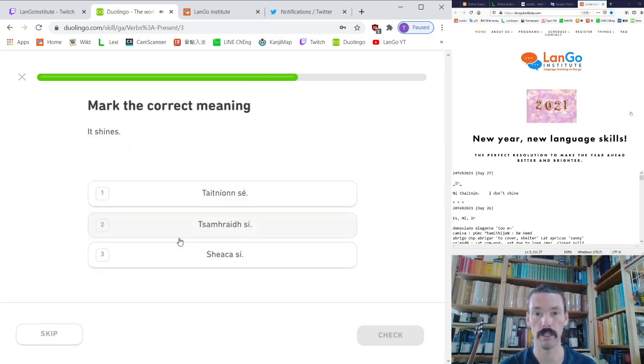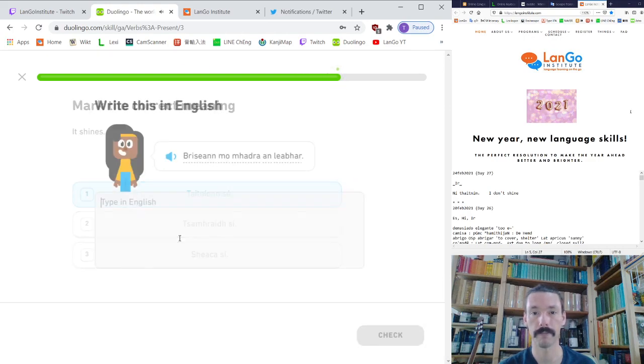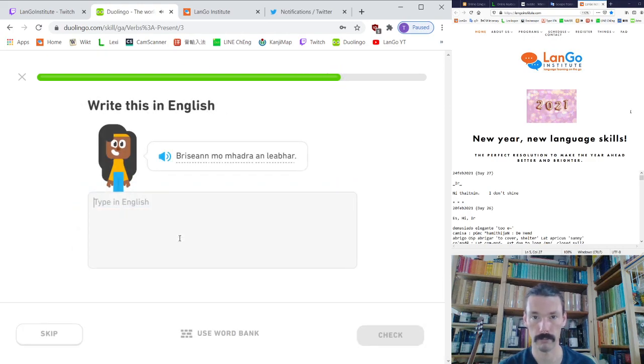Brisean mo mhadra an leabhar. Full noun phrases here. Brisean, to break, or the verb break. Mo mhadra means my dog. That's our subject. My dog, rather, not the. My dog breaks. And an leabhar means the book, is the object of the verb, the thing being broken.